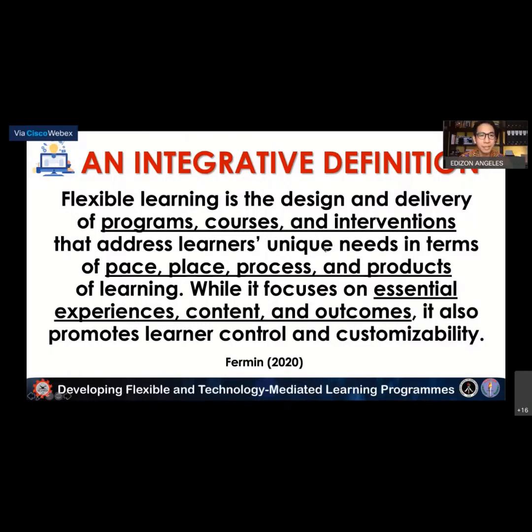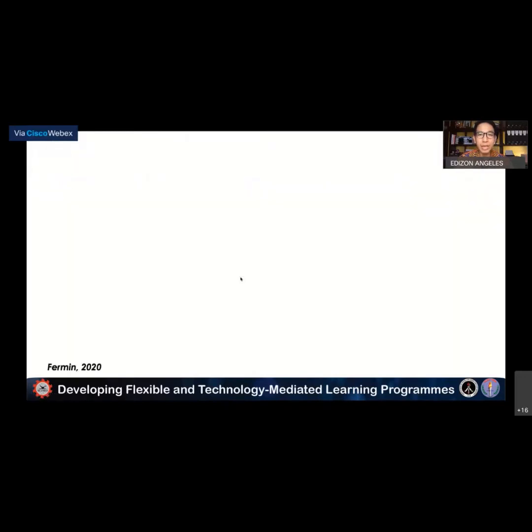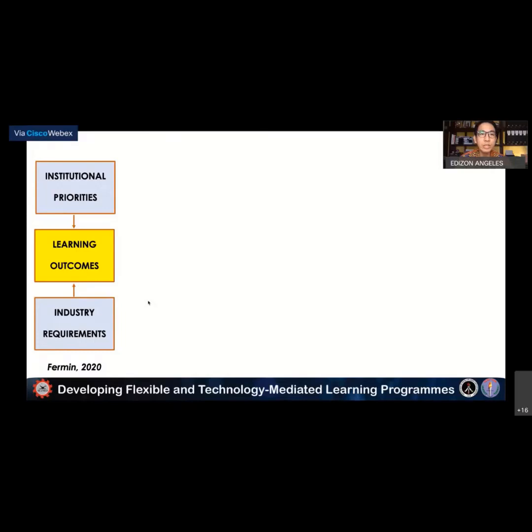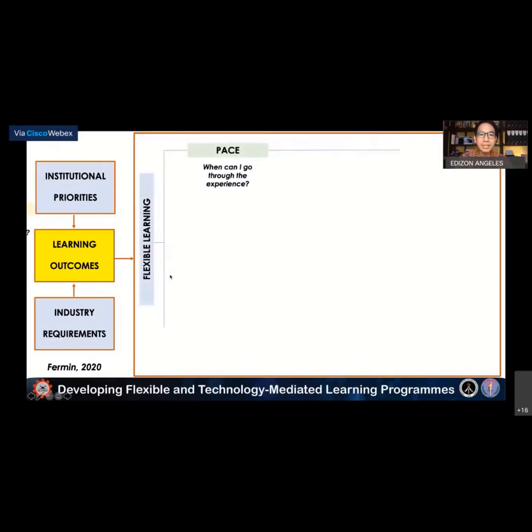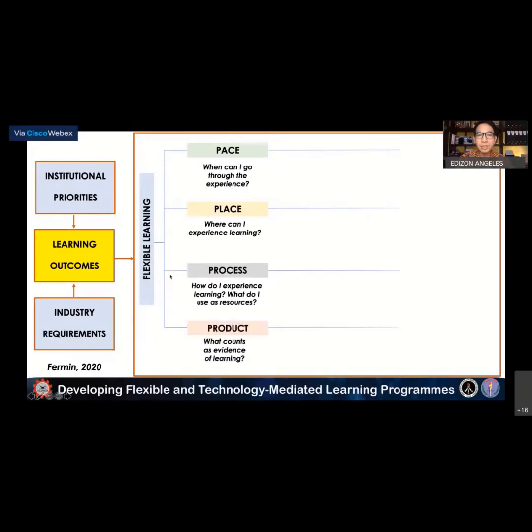So allow me to describe what we have done at the institutional level, and probably what most institutions in the Philippines have been doing over the past few weeks. Of course, there's still that great need to pay attention to the kind of learning outcomes that are rooted in institutional priorities. But more importantly, we should now be connecting with the industries that are largely affected by the pandemic. We need to be mindful of how those requirements are going to change, because they are supposed to also feed into our learning outcomes ecosystem. Only after that can we make decisions on the pace, place, process, and products of learning.